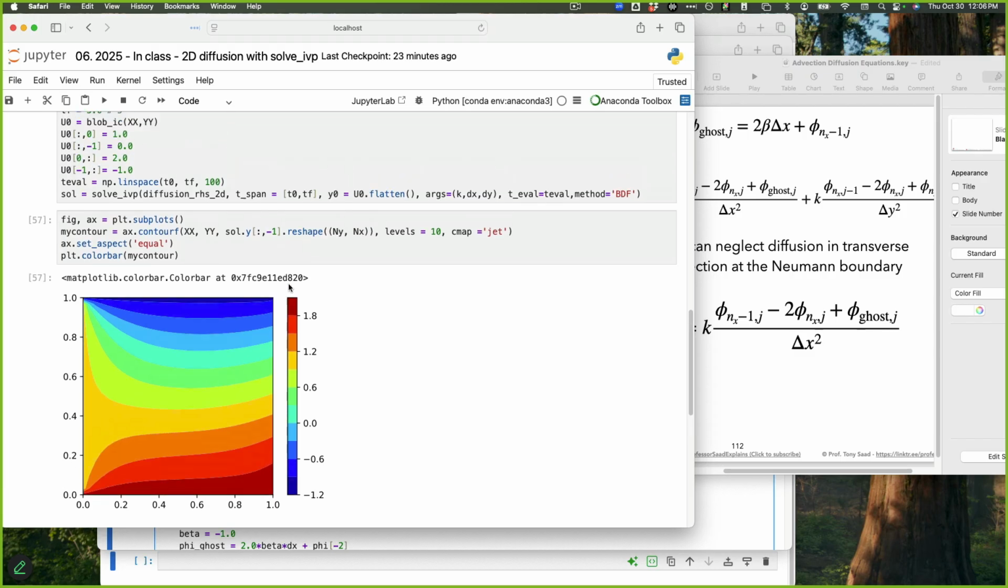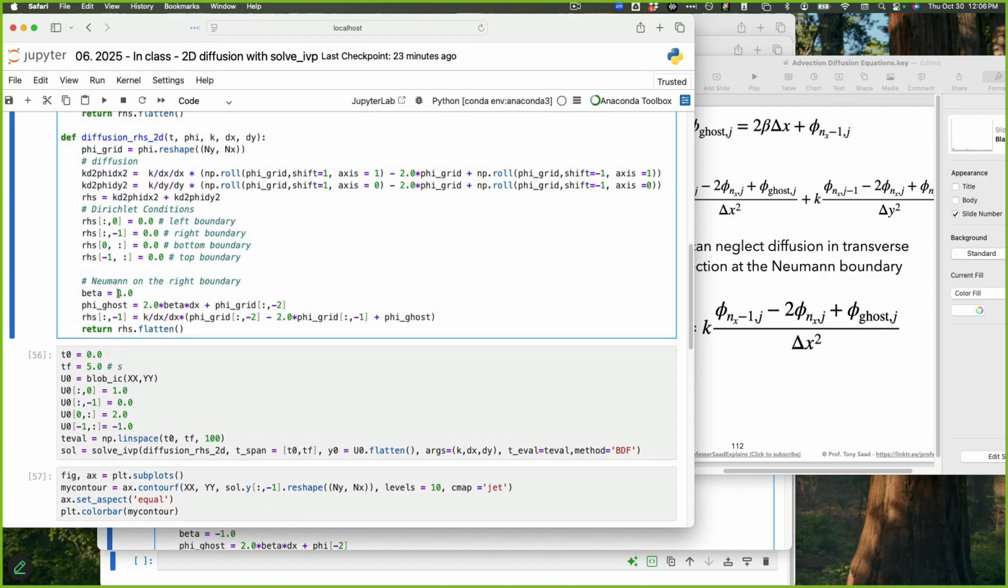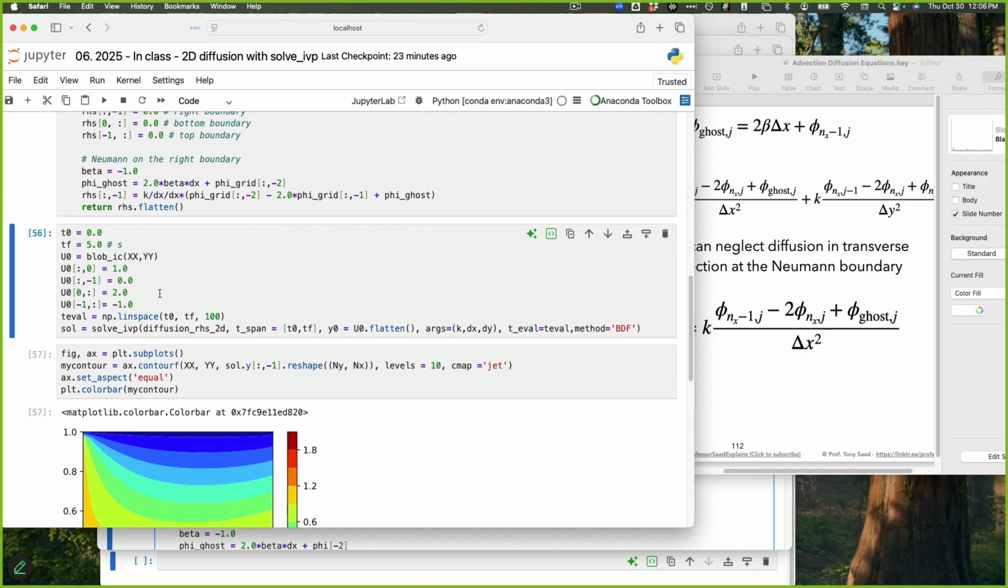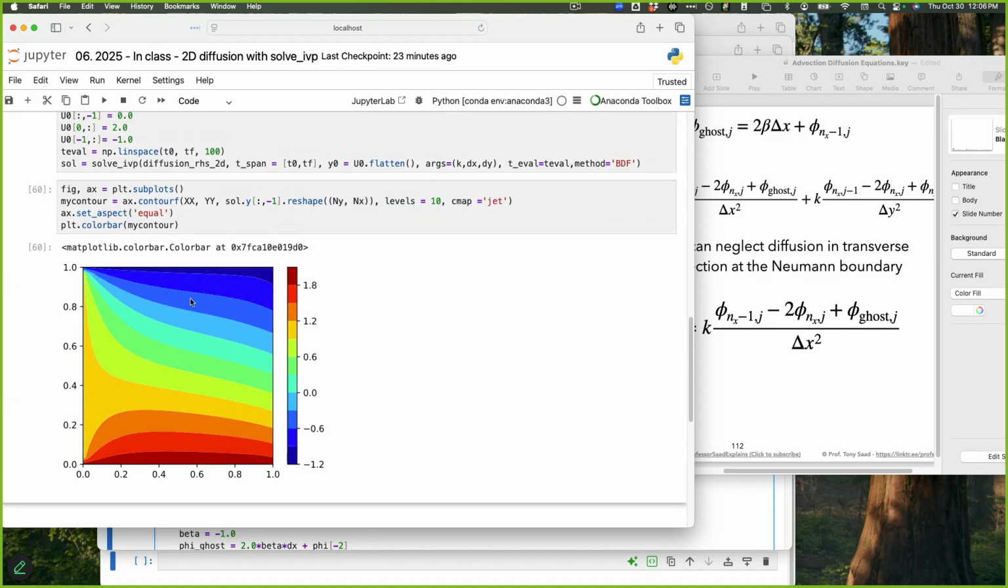Now, if my beta is negative, they're going to go down. If I go -1, they're going to go down. Look at that, they are going down. Okay? As expected. Does this make sense now?